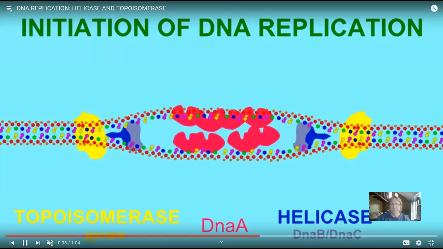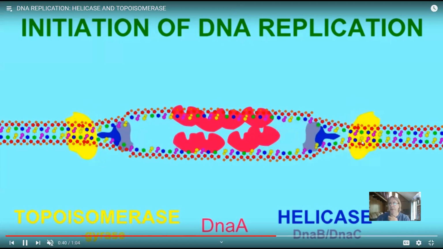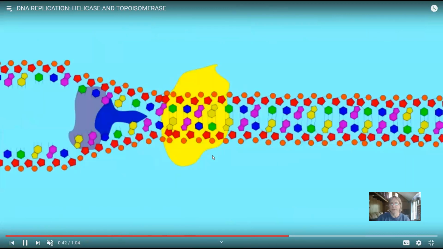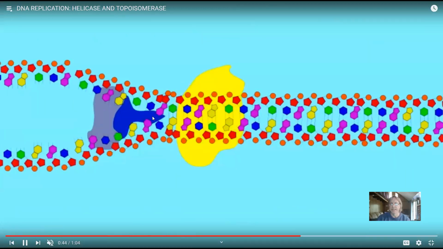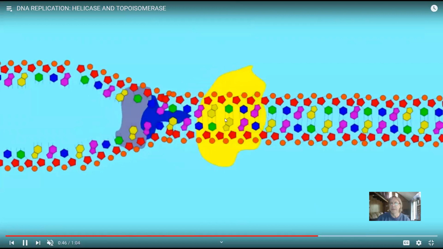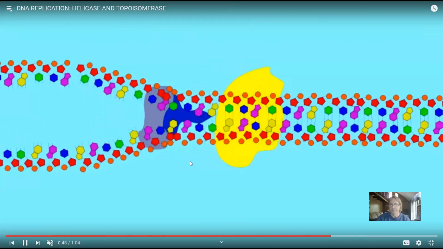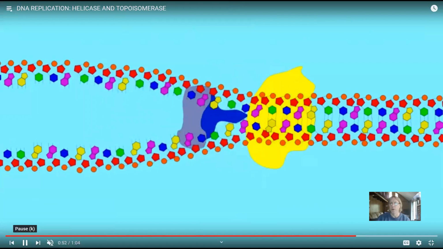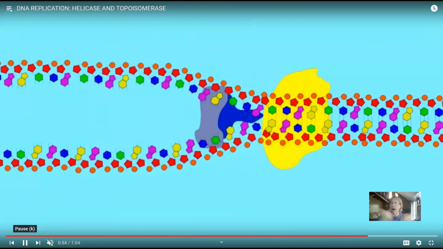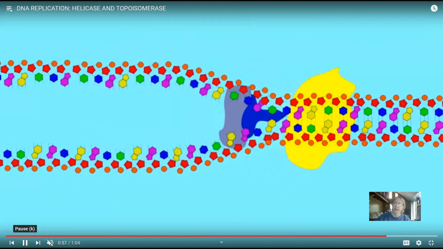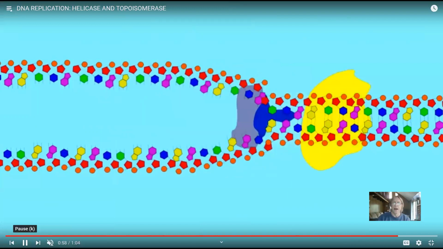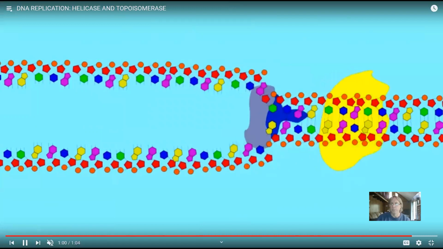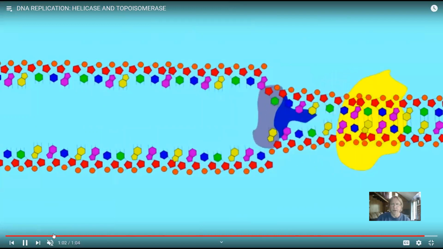the others. So here in yellow, we see the topoisomerases, and here we see we are unzipping the DNA as we go. And so this is going in opposite directions. So we have one replication fork moving one direction, another replication fork moving in another direction.